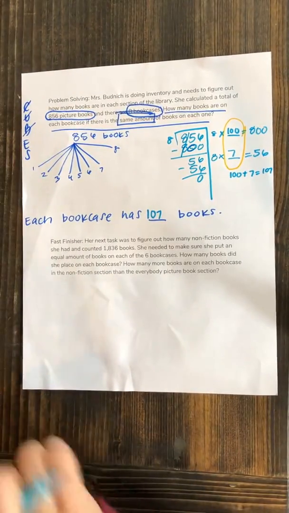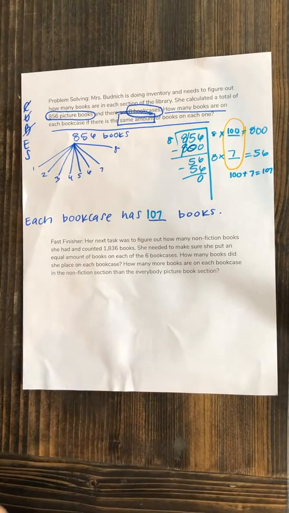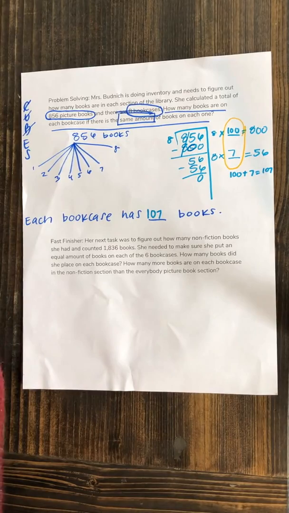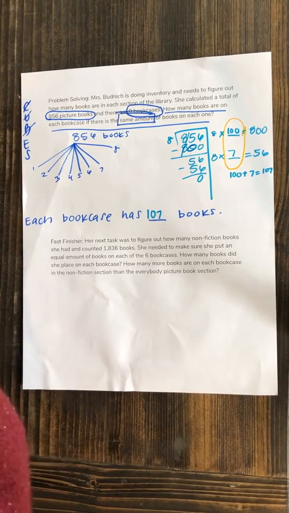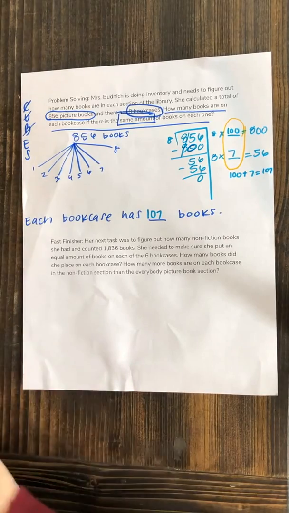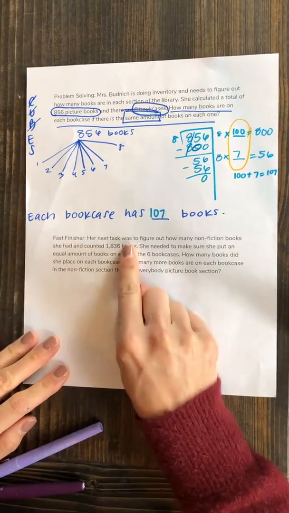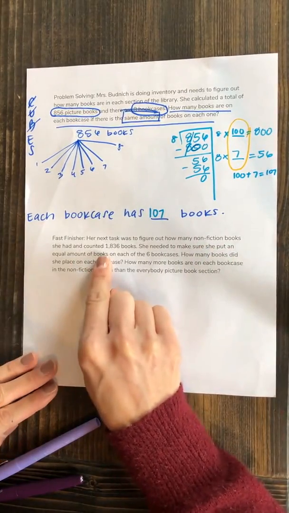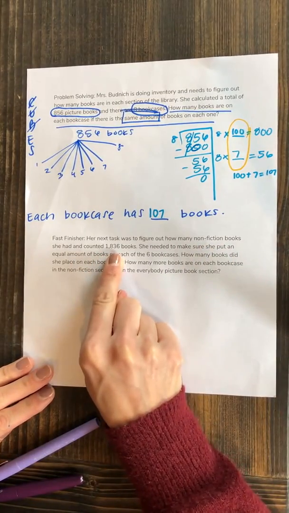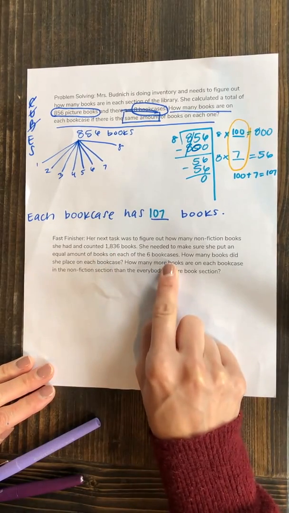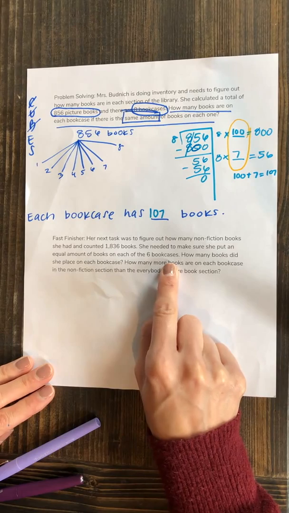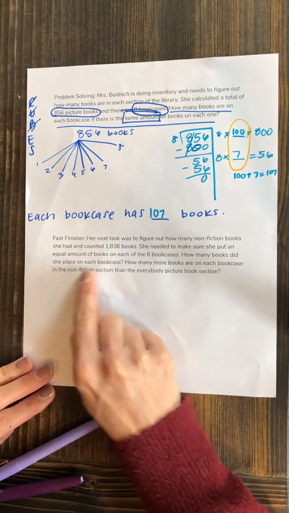Now for the fast finisher. I'm going to read the problem and we're going to do the same thing again. We're going to do cubes again, just like before. Her next task was to figure out how many nonfiction books she had and counted 1,836 books. She needed to make sure she put an equal amount of books on each of the 6 bookcases. How many books did she place on each bookcase?